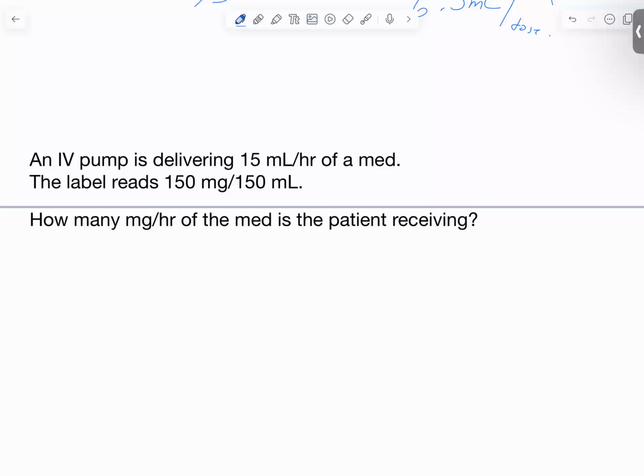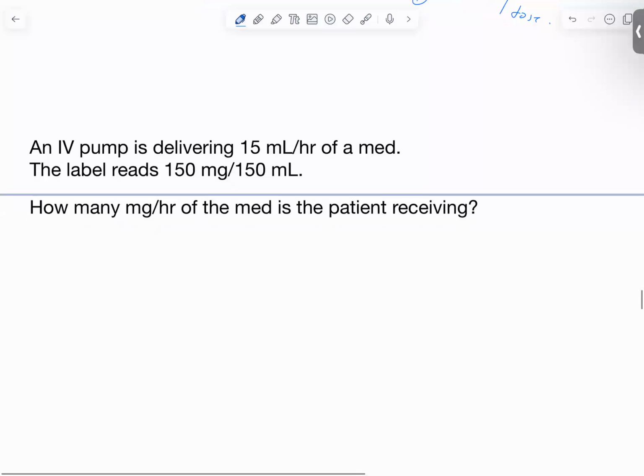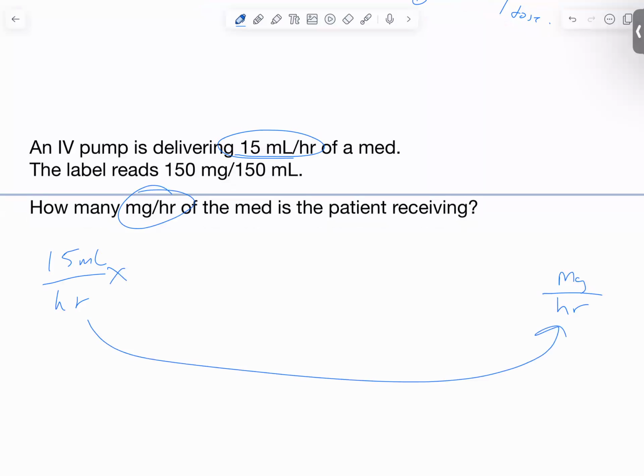Very good. So let's do this for the recording. We're going to start with the given. It's running at 15 milliliters an hour. We're solving for milligrams an hour. No problem. So we got our hour. Fabulous. So how do we get rid of the milliliters and get to milligrams? We're going to use what's in our problem. So 150 milligrams over 150 milliliters. Cross off my milliliters. I'm left with milligrams. I can cross off the like amount, 150 and 150, and that is 15 milligrams an hour.